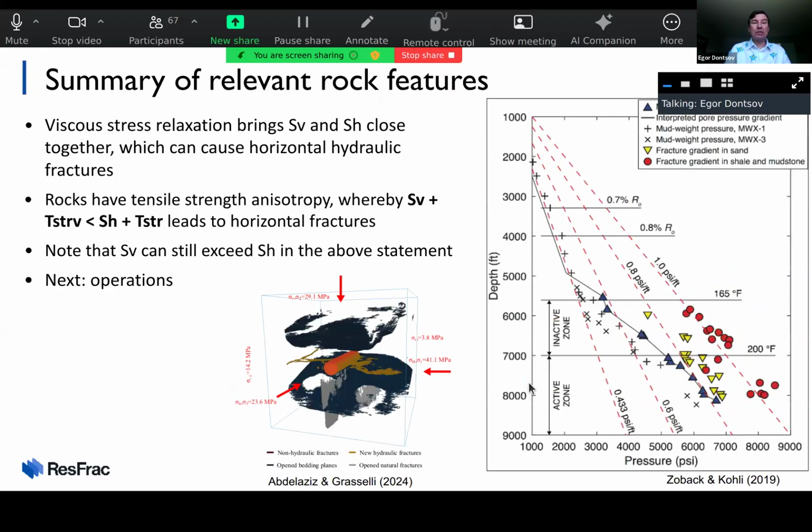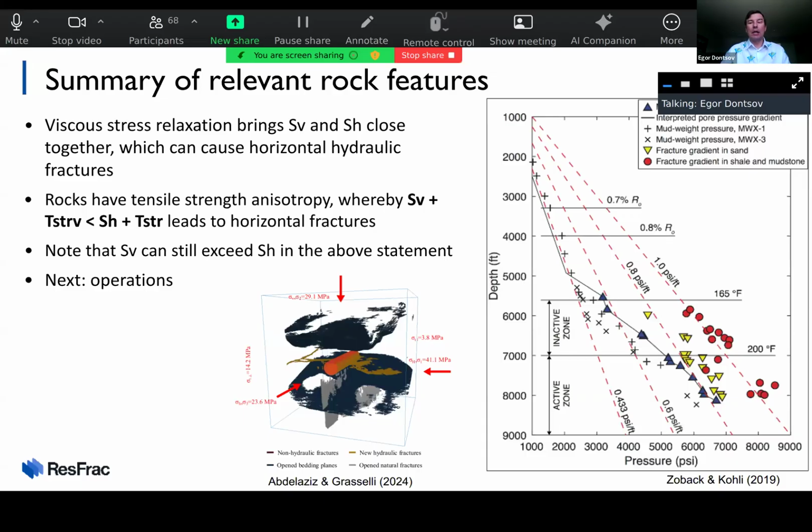And so just to sum up the rock features here: shales, in contrast to sandstones, have higher stresses, right? So high minimum stresses. And they're very laminated and so have very small vertical tensile strengths. And so basically this brings us to the point where the probability of initiating horizontal fractures increases, right?